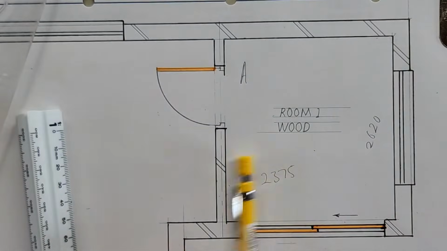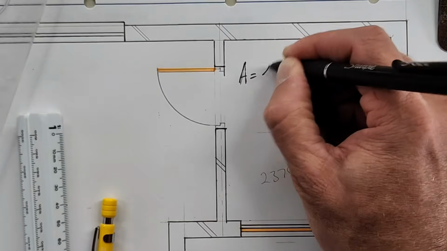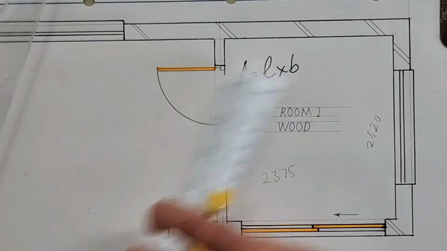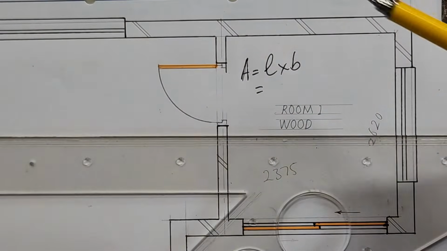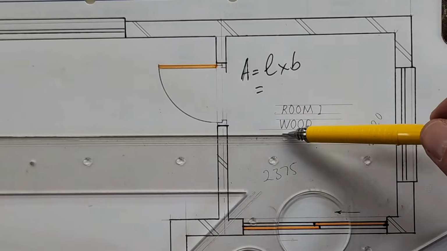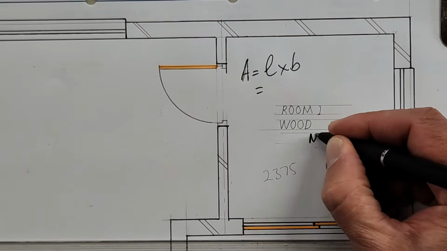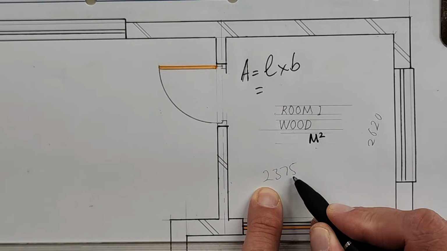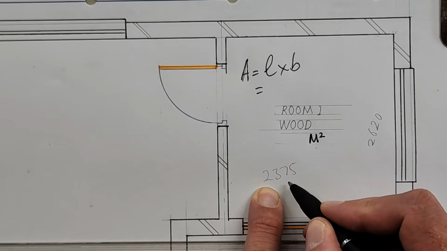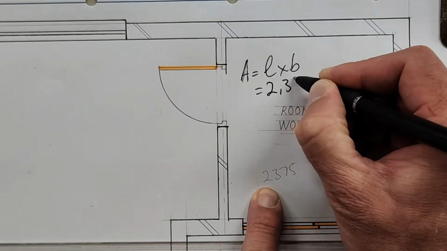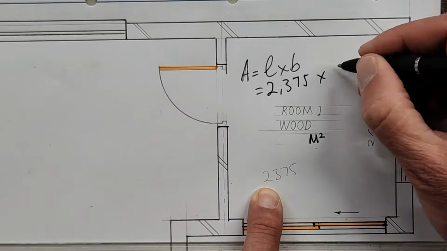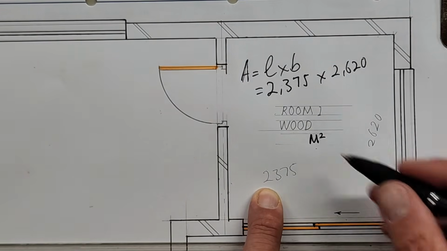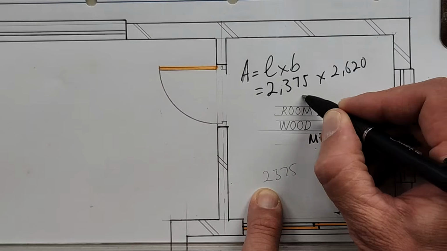Area is length times breadth. So what is the answer going to be here? They're asking me, what is the square meters? The answer is going to be in square meters. So take that 2,375. How many meters is that? 2,375 times 2,62. Do you see? Okay, now take the calculator. What's the answer? 2,375 times 2,620.